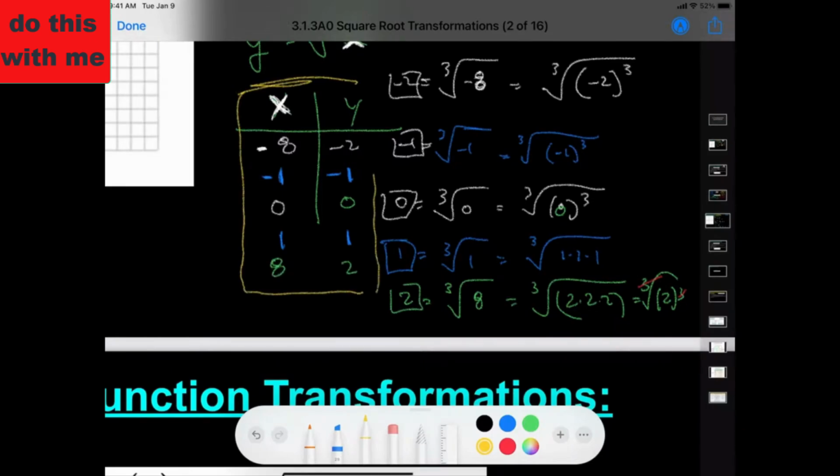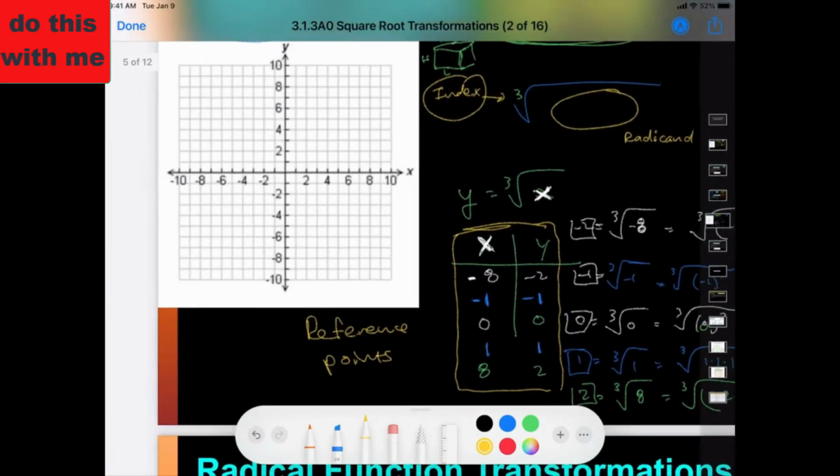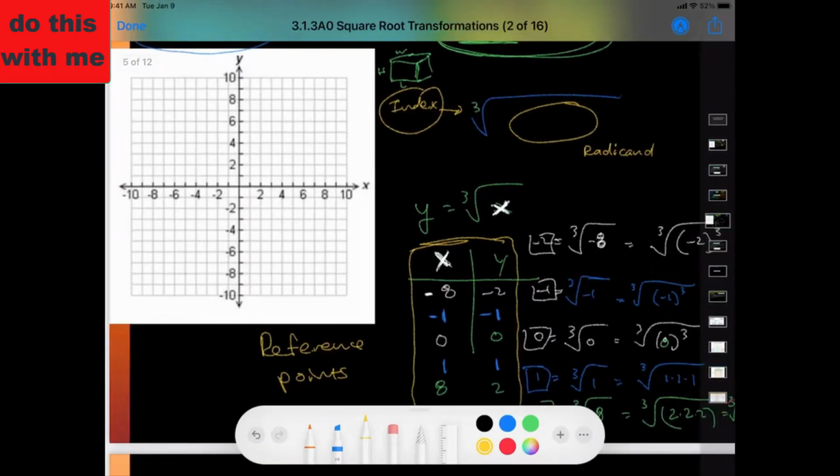Okay, this box right here is really important because these are our reference points for a cube root. Okay, so let's go ahead and graph those really quickly, and then you can see the graph. -8, -2, -1, -1, 0, 0, 1, 1, right 8, up 2. Okay, so this is a graph of my function.